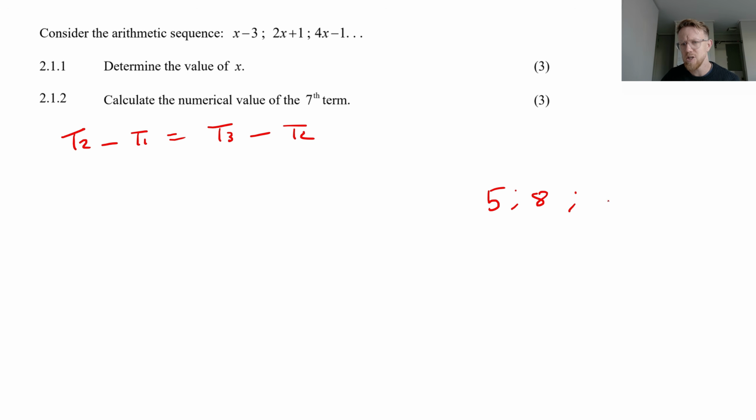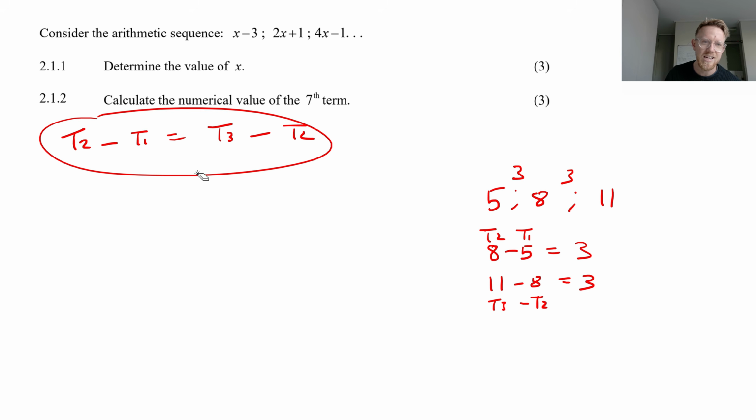Check this out. If I show you a basic arithmetic pattern, if I take term 2 and I minus term 1, I end up with 3. And if I take term 3 and I minus term 2, I also get 3. And so we can see then that term 2 minus term 1 is the same as term 3 minus term 2. We're simply realizing that there's a common difference each time. That's all that this formula is actually saying.